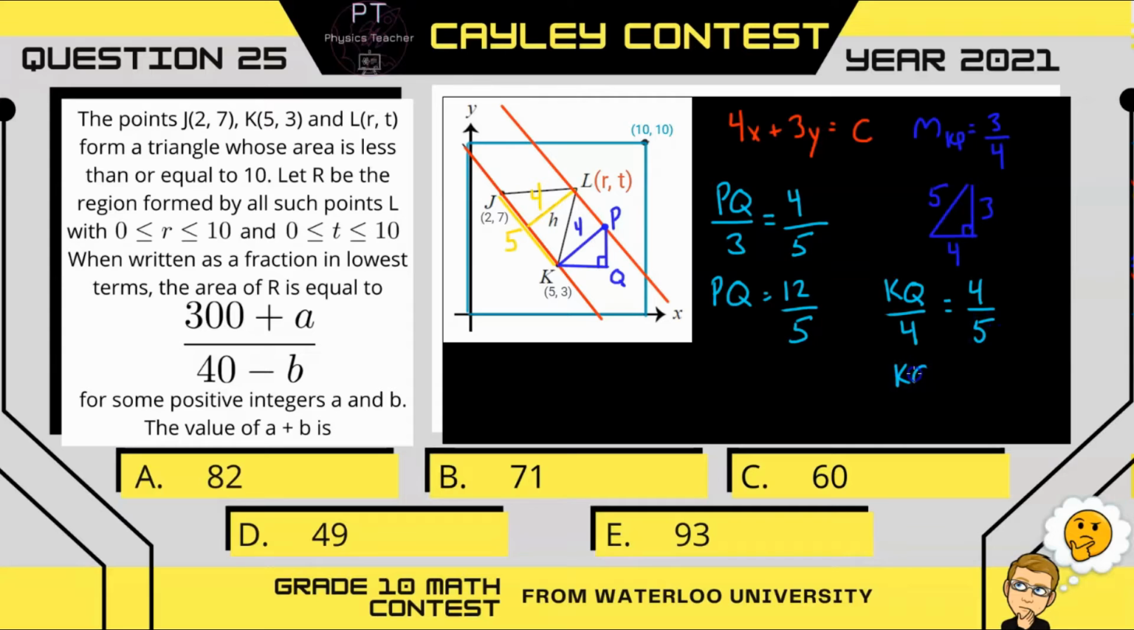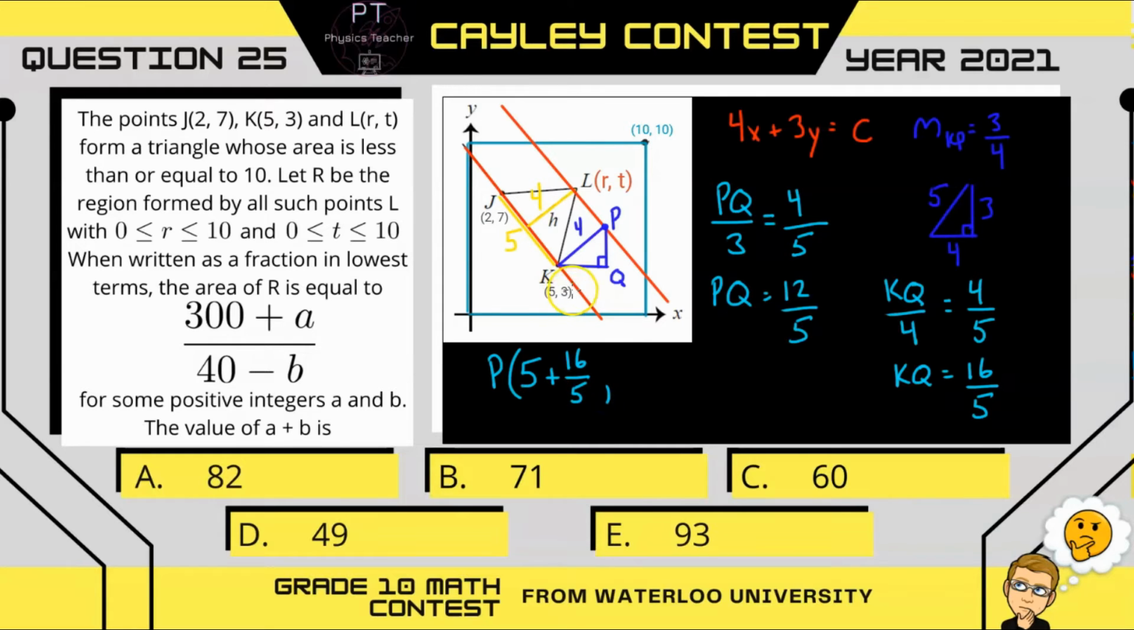So we know that KQ is then going to equal 16 over 5. And this is going to allow me to figure out what point P is. So for point P, what we can do is start at K, for example its x coordinate, which is 5, and then move over parallel to the x-axis to Q, 16 over 5 units. So we're going to add 16 over 5 units.